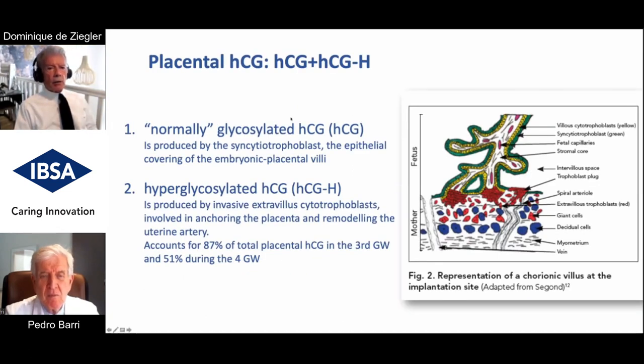These are the two hCGs that we're talking about. The normally glycosylated hCG, which is produced by the villus of the placenta, and it's also produced in the pituitary, and the hyperglycosylated hCG, which is produced by the invasive extravillous cytotrophoblast, represented here in red, which represents 87% of hCG produced by a woman in her third week of pregnancy and 51% in the fourth week.